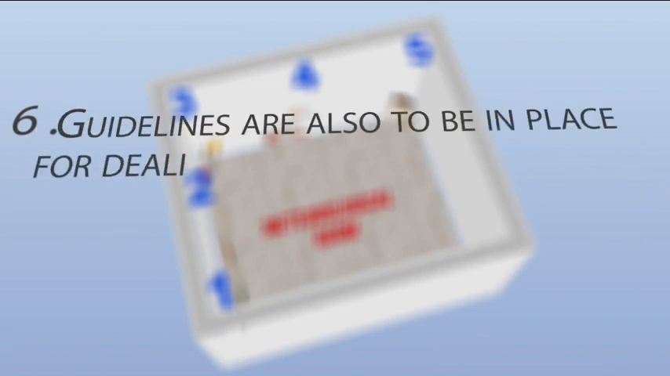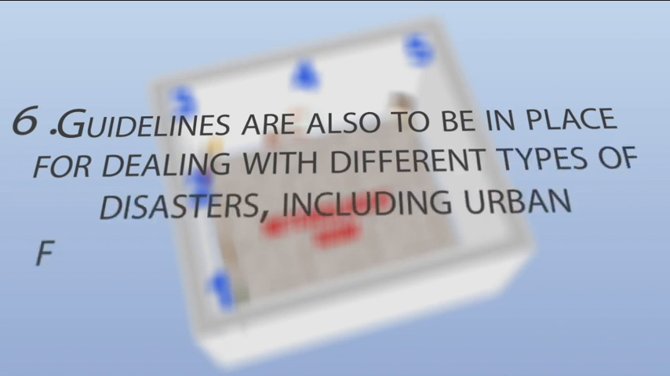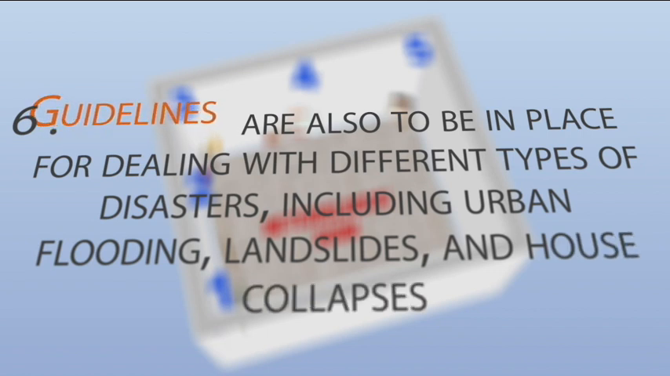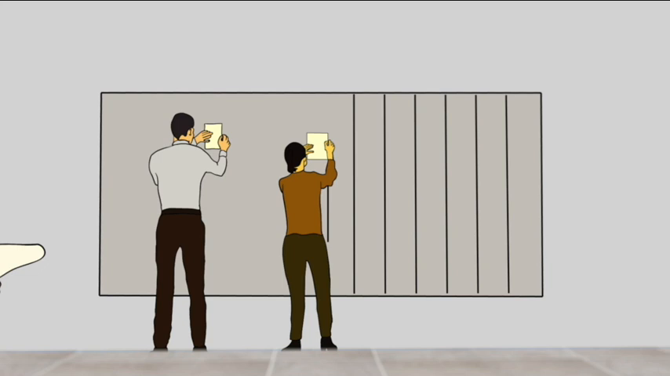The sixth point is guidelines are also to be in place for dealing with different types of disasters, including urban floods, landslides, house collapses, etc. The keyword is guidelines. Visualize at point number 6, the right side center of the wall, that there are some people drawing lines with the guidebook.